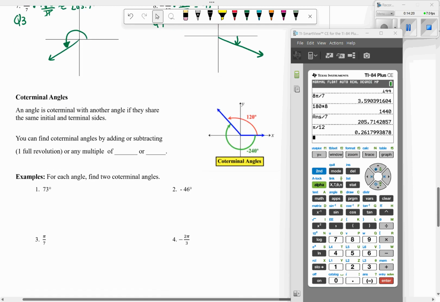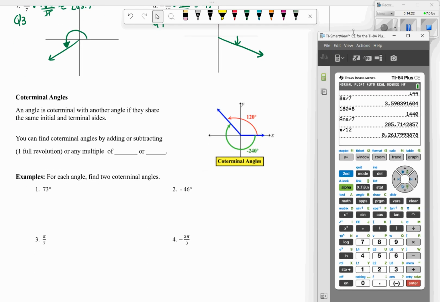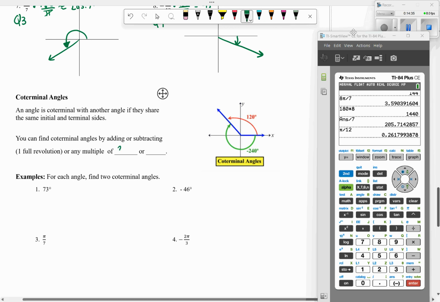Now we're going to look at coterminal angles. An angle is coterminal with another angle if they share the same initial and terminal sides. You can find coterminal angles by adding or subtracting one full revolution or any multiple of 360 degrees, which is one full revolution in degrees, or 2 pi radians if you're in a radian measure.